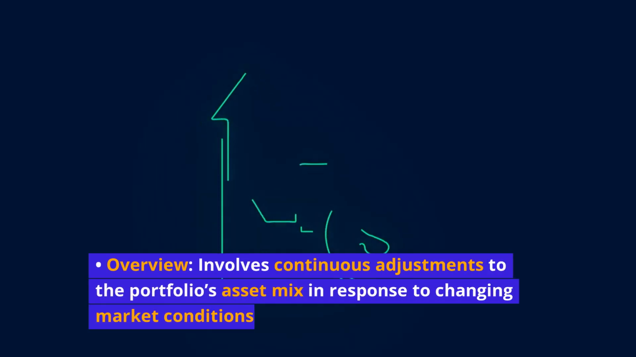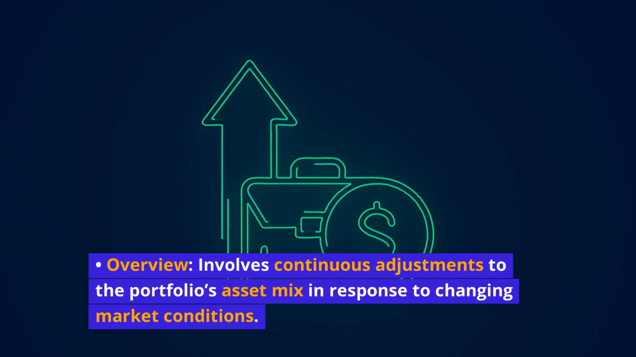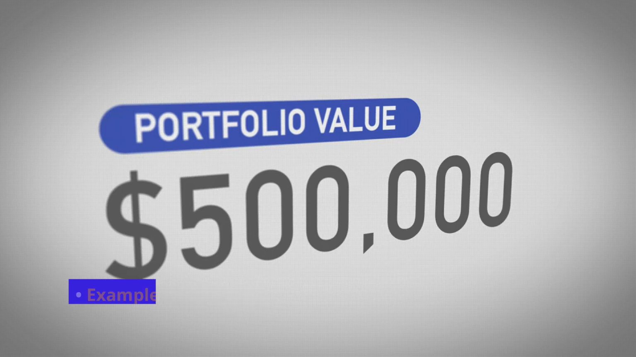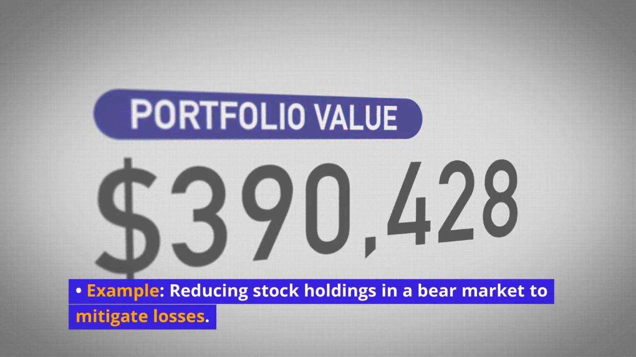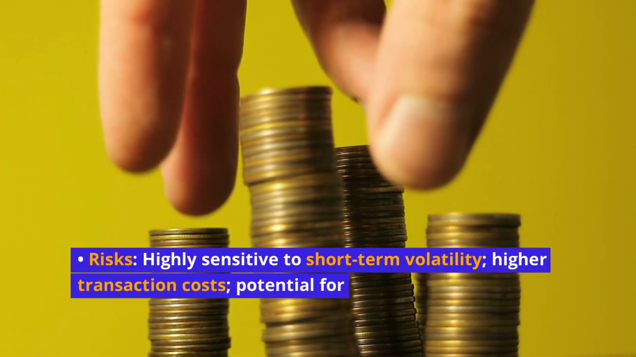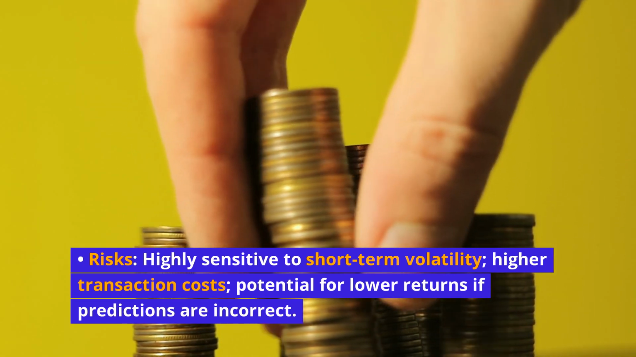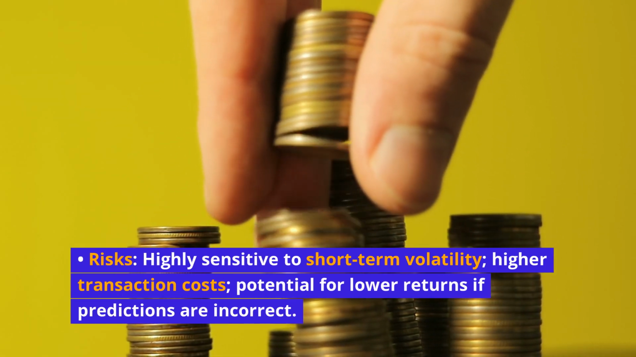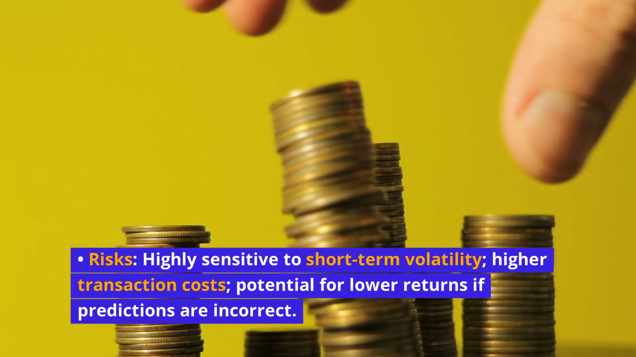Overview: involves continuous adjustments to the portfolio's asset mix in response to changing market conditions. Example: reducing stock holdings in a bear market to mitigate losses. Risks: highly sensitive to short-term volatility, higher transaction costs, potential for lower returns if predictions are incorrect.